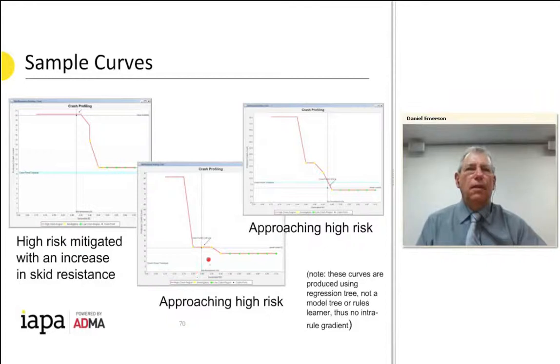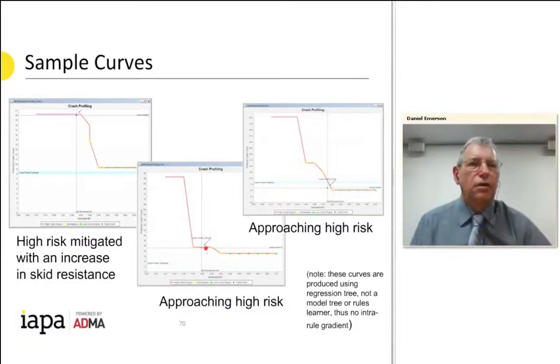Okay, now further, we have this simulation capability where we can change things like, for example, we can place an emergency stop lane in and actually see the effect of that on the curve.